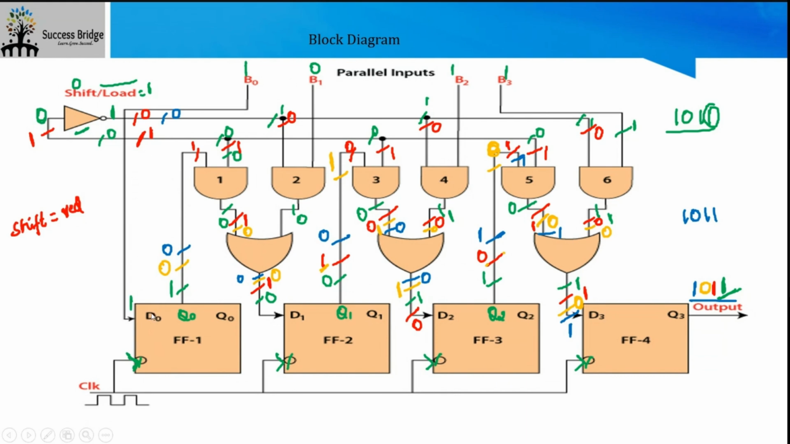We have the selective paths of shifting and data. Data loading and shifting, we have two paths. We will discuss that at a later stage. This is the general behavior of parallel and serial out. Is this clear?